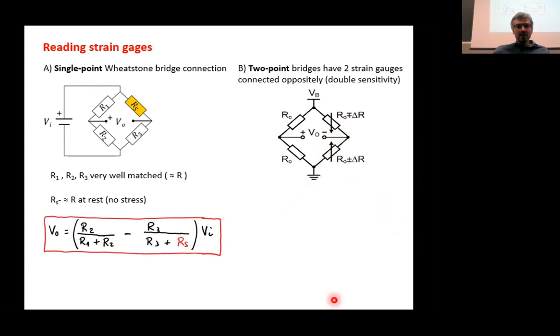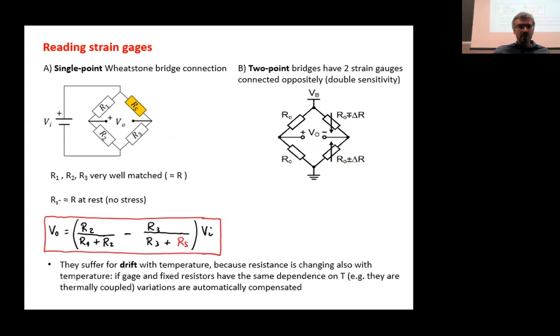And we can exploit this fact to increase the sensitivity. So you see the one that decreases is this one, the one that increases is that. And for the same deformation, we get double the voltage change. So this point will move much more than in this case, twice. So we double the sensitivity this way.